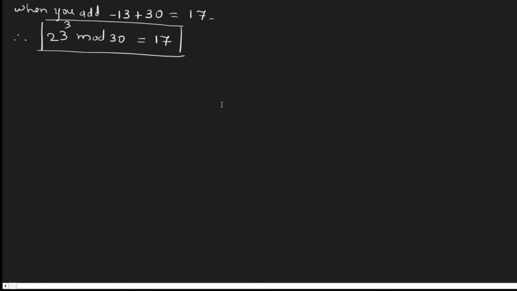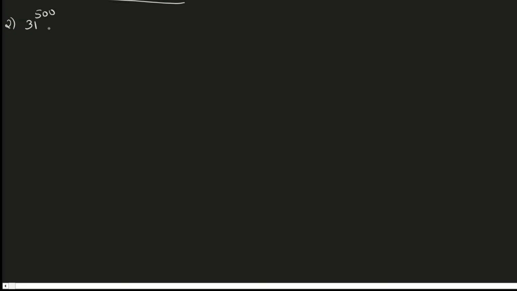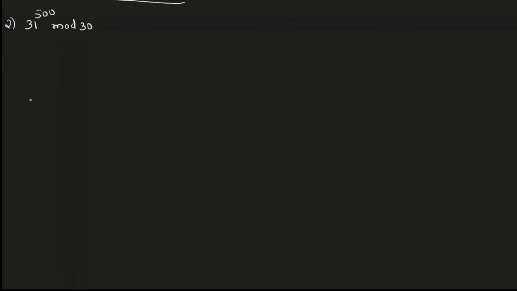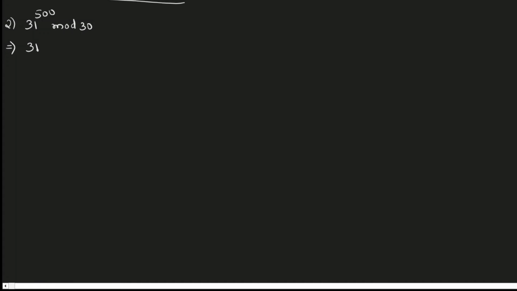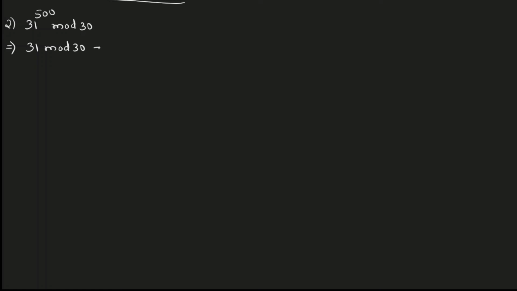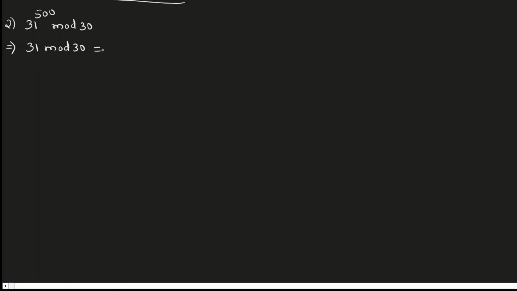Next, we check one more example: 31 raised to 500 mod 30. As I said before, we have to concentrate first on the simpler one, meaning the number with power 1 only. So 31 mod 30. When 30 divides 31, the remainder will obviously be 1. So it is 1 mod 30.